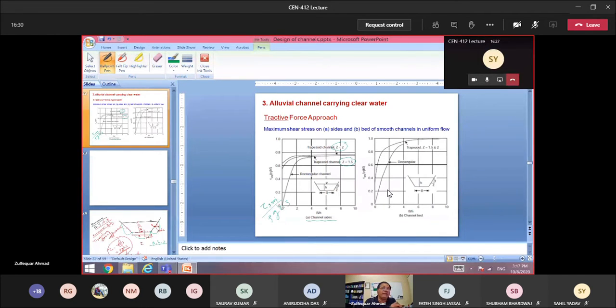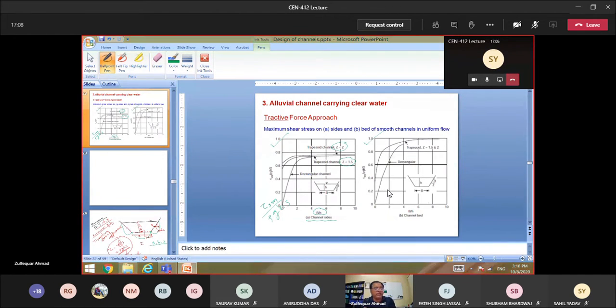So tau SM means the maximum shear stress that is acting on the side, if you have a channel with bed width B and depth of flow H. This is the ratio B by H. For different B by H, what would be the value of tau SM, the maximum shear stress on the side, you can get from this graph. And likewise, you can get that for the bed.